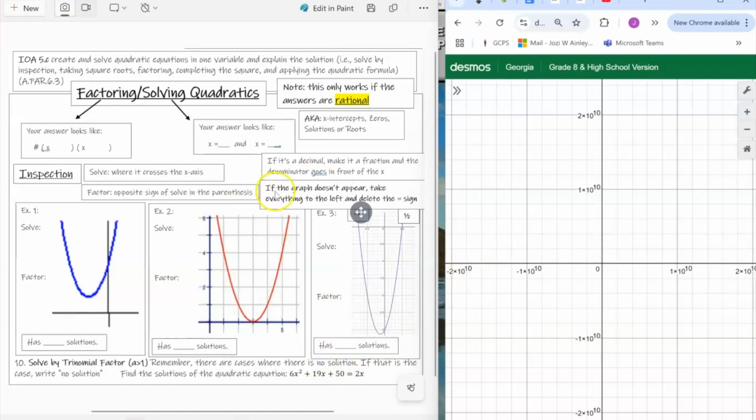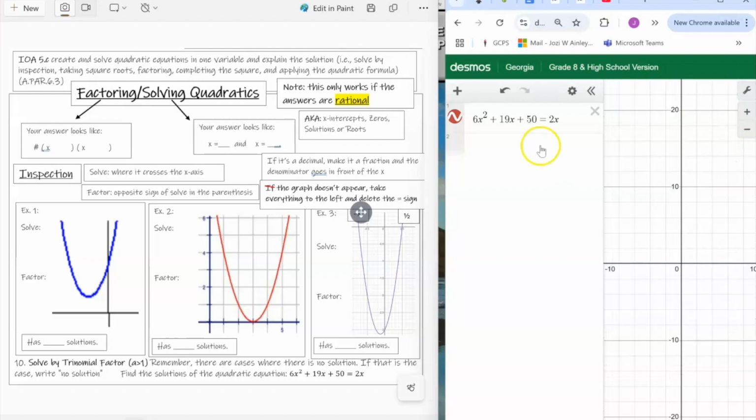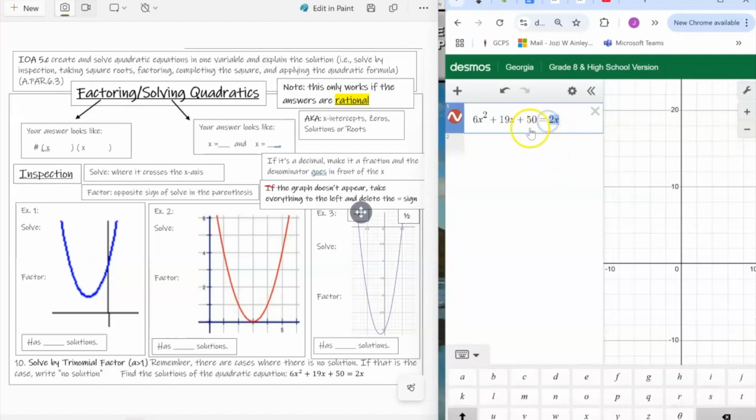Now, 9 times out of 10, and I've put in some new notes for you right here, if a graph doesn't appear, you're going to take everything to the left and delete the equal sign. All right, so let's go ahead and do that. So the graph did not appear. I'm going to hit home again. It did not appear. Take everything to the left and delete the equal sign.